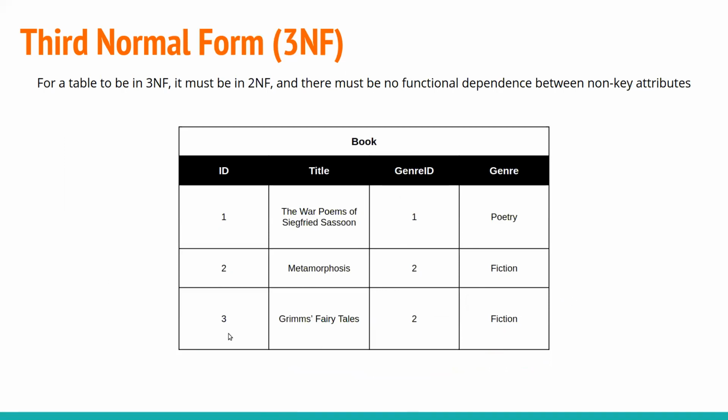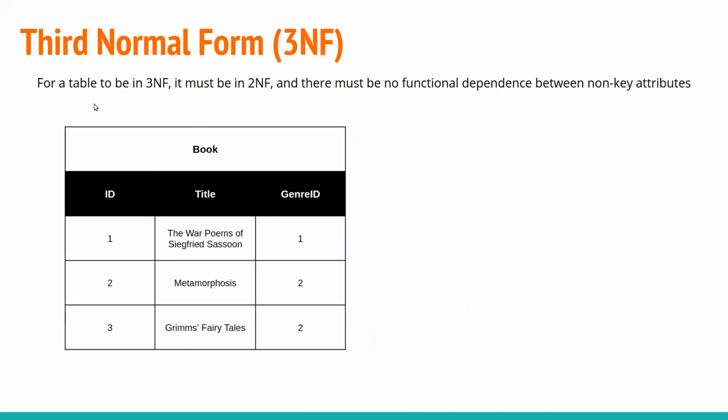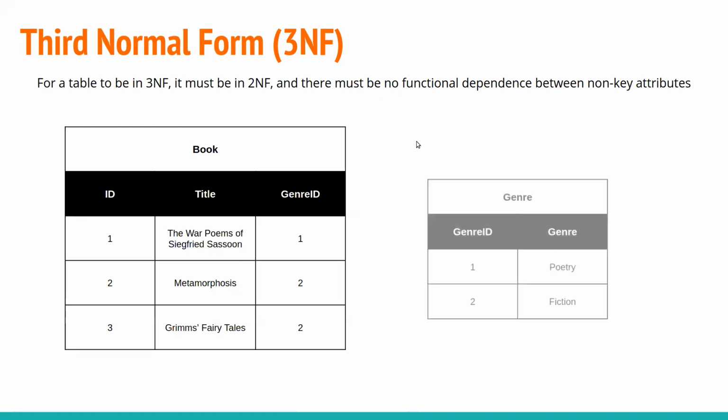So how do we make it in 3NF? All we have to do, similar to what we did previously, is split it up again. We're going to make our book table contain ID, title, and genre ID. And all we're going to do is say, okay, genre is this separate table over here. Okay, like this. And so now our problem is solved.